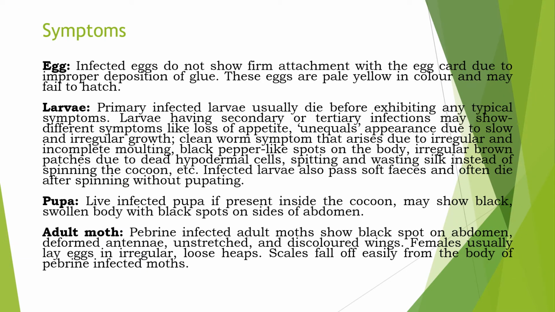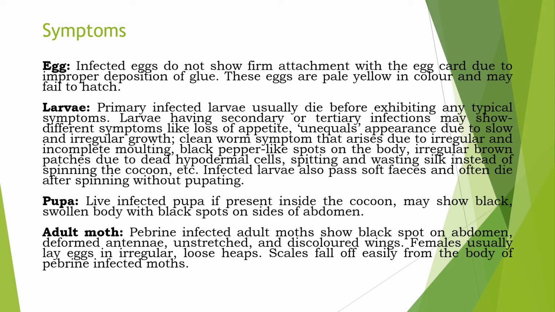Symptoms. All stages of Bombyx mori are affected by the pebrine spores. Pebrine affected eggs. The infected eggs have insufficient or irregularly deposited glue and hence detach from the egg card. Overlapping of eggs in the card indicates pebrine infection. Eggs fail to hatch. Pebrine affected larvae succumb to the disease and die, but grown-up larvae may survive to pupation and moth emergence. Symptoms of the disease appear only in the late stage of infection.